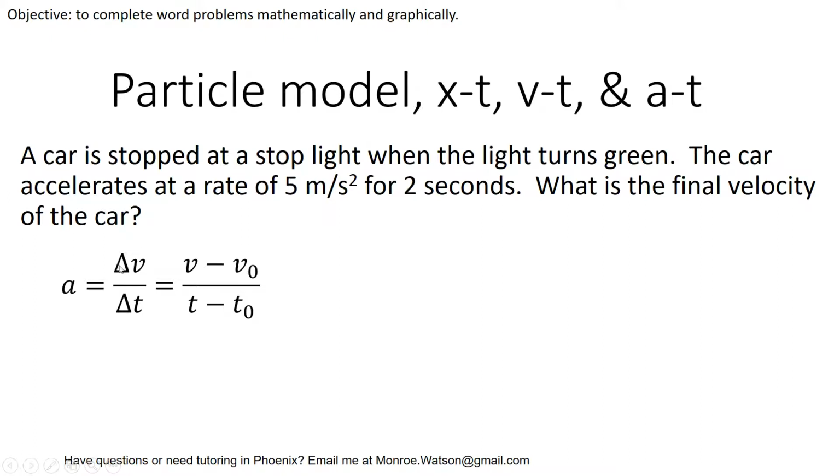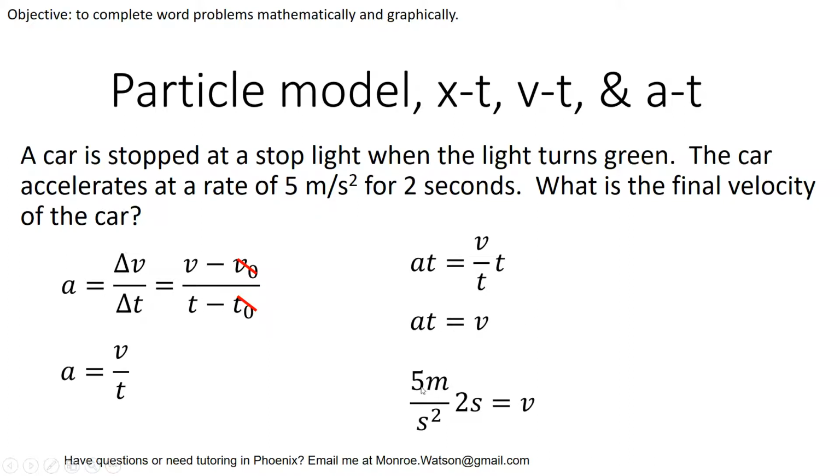Now the third and final way I'm going to solve this is using my acceleration equation. Acceleration equals delta v over delta t. Final minus initial divided by final minus initial. Well, I've got an initial velocity of 0 because I'm stopped at the light and I start moving. And my time is also going to be 0. So I have my velocity over time is going to give me my acceleration. And when I do that, if I multiply both sides by t, the t's will cancel and it goes over there. So I get my acceleration times time is going to give me my velocity, or 5 meters per second squared times 2 seconds is going to give me 10 meters per second.